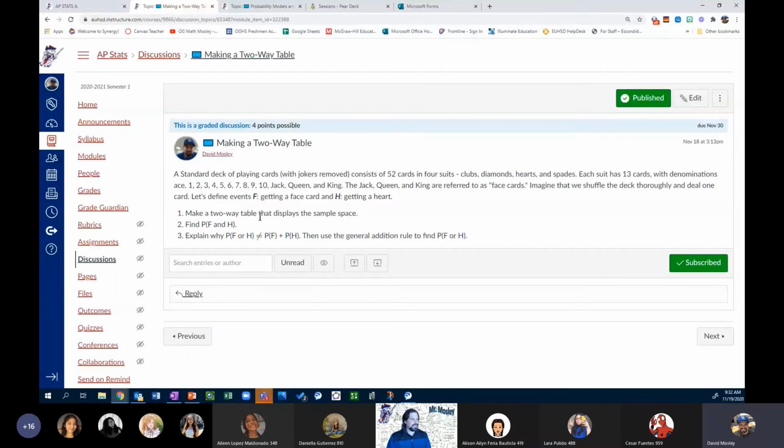So you'll make a 2-way table that displays the sample space. Across the top, you could say face card, not face card, as the 2 options. That would be F and F complement. And H as the rows: heart, not heart. And then put in the totals accordingly. Then you will use that to find the probability of F and H, and explain why the probability of F or H is not equal to the probability of F plus the probability of H. This is based on the general addition rule.